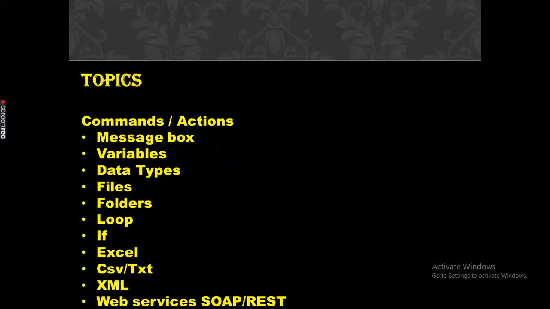So let's go to the next slide. So coming to the commands and actions, we are going to discuss each and every command like message box, variables, what are all the data types available in A360, files, folders, loops, conditions, Excel, CSV, text file, XML, web services, SOAP web services, REST web services. So we are not going to just discuss the topic and what is in the command. Along with that, how we can implement this concept in a real-time scenario, how we can utilize these commands in real-time processes. So we are going to learn each and everything from basic level to advanced level.